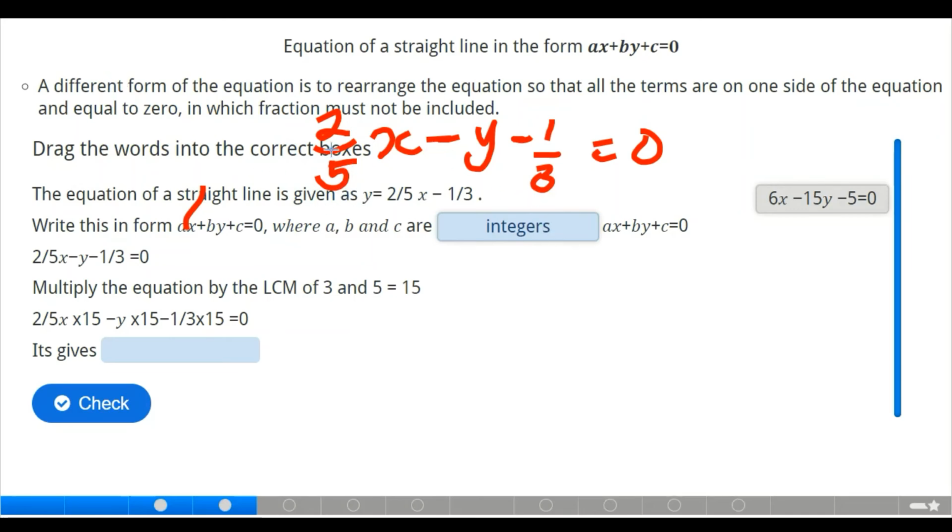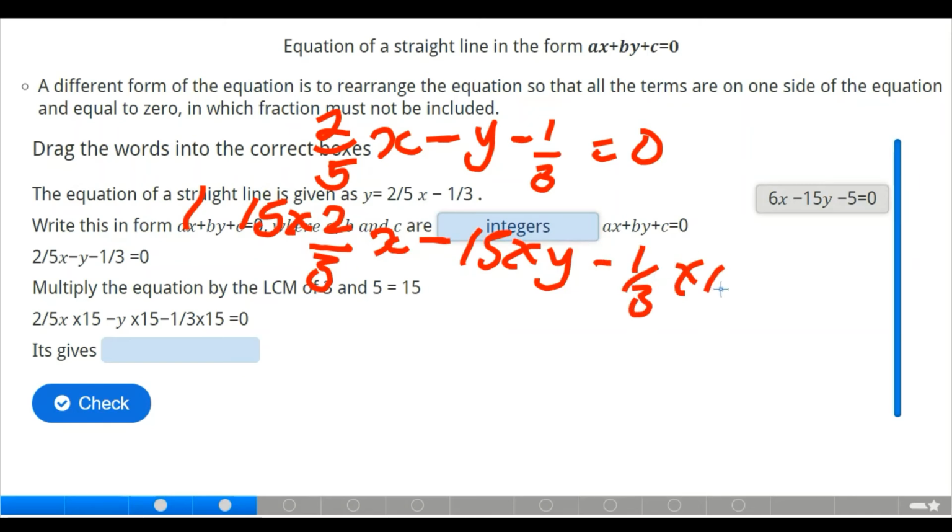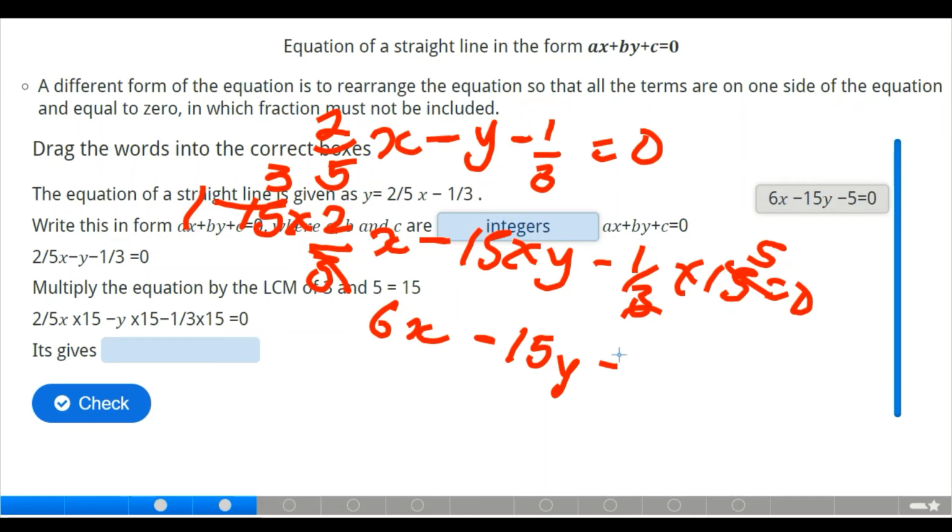Now, after getting that, we are going to multiply each term by the LCM so that we can eradicate this denominator. So we have 15 multiplied by 2 over 5x, minus 15 multiplied by y, minus 1 over 3 multiplied by 15 equals 0. So 5 can go in 15 how many times? That is 3, right? 3 times 2 is what? 6. So we have 6x here. 15 times y gives us 15y. 1 over 3 times 15 gives us 5, equals 0. And that gives us this new equation.